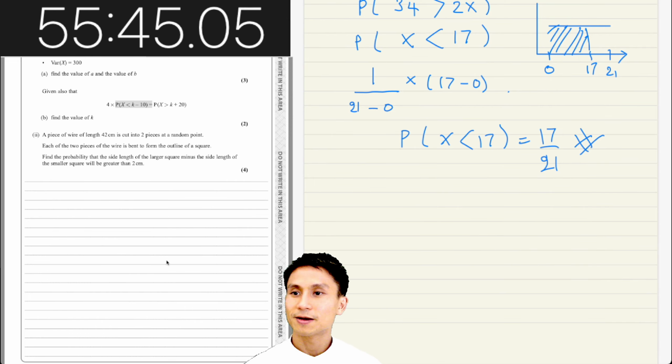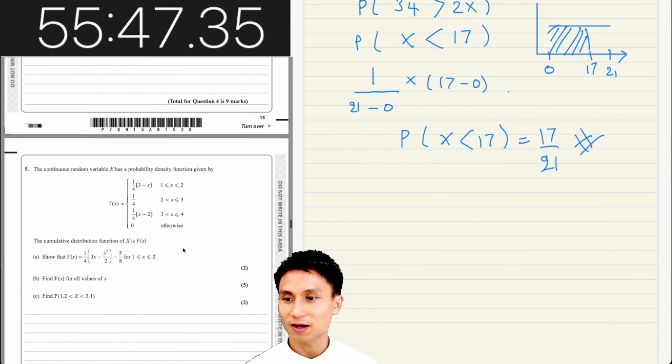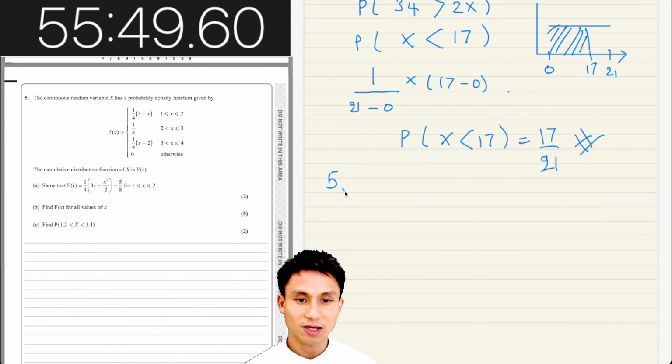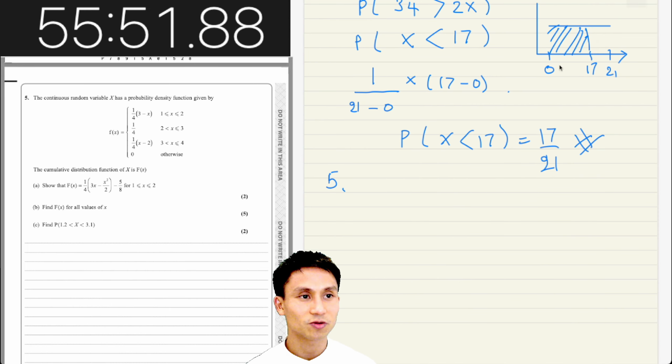All right, so I'm going to jump to question 5 now, and this seems to be a continuous random variable.